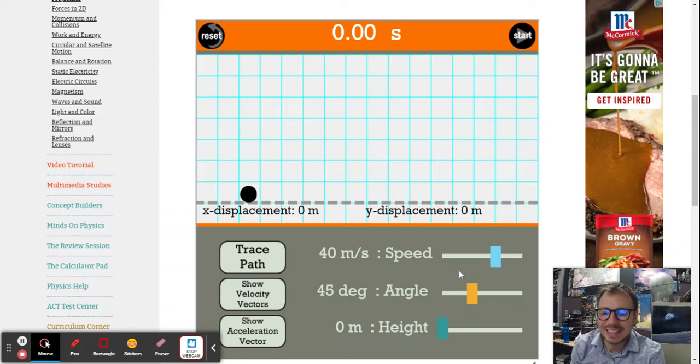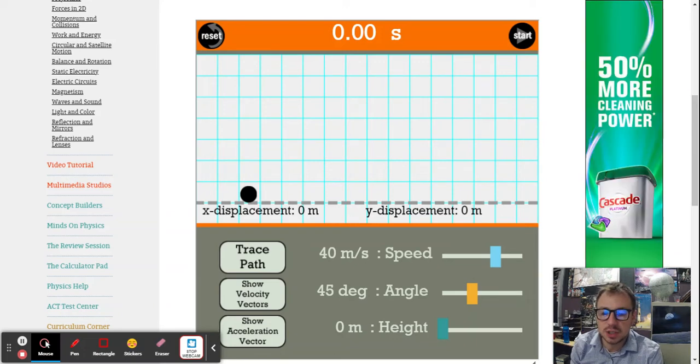All right, this is the projectile simulation 2. In this lab activity, we'll explore projectiles being thrown in the upward direction. So click on the link posted below. This is going to be on Physics Classroom. So this is the projectile simulation.